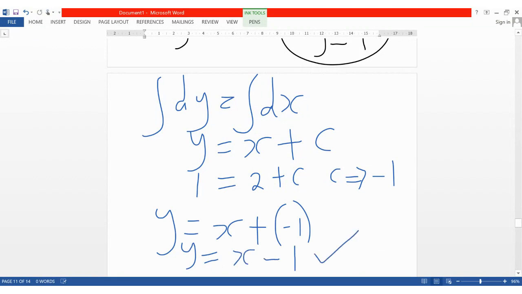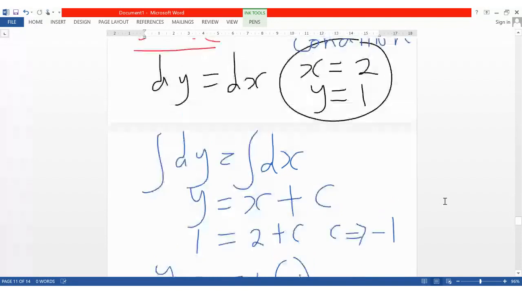So integrate the normal way we have done, but now the conditions come later after integration. Where there is a y, I've replaced it with 1. Where there is an x, I've replaced it with 2. Then you solve for c. How have I solved for c? The constant 2 will cross over and become negative. 1 minus 2, you'll get negative 1.